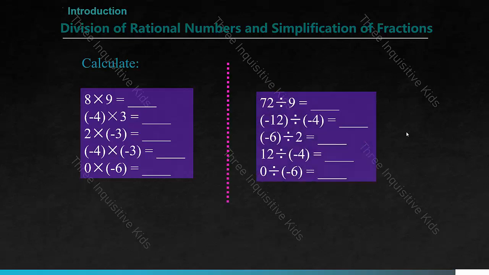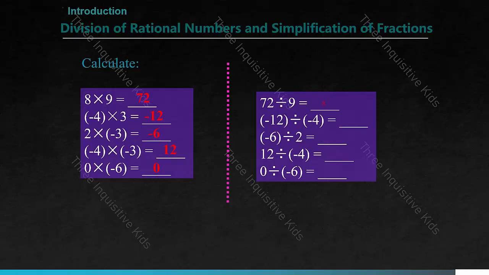Here we have two sets of examples for you to calculate. 8 times 9 equals 72, -4 times 3 equals -12, 2 times -3 equals -6, -4 times -3 equals 12, 0 times -6 equals 0. So now what about the other way around? Now we're starting to do division.